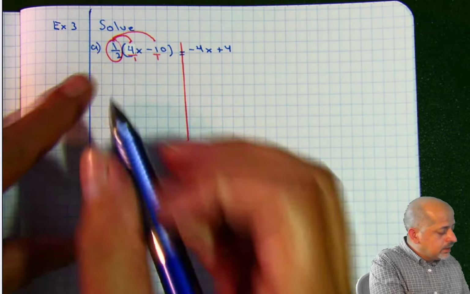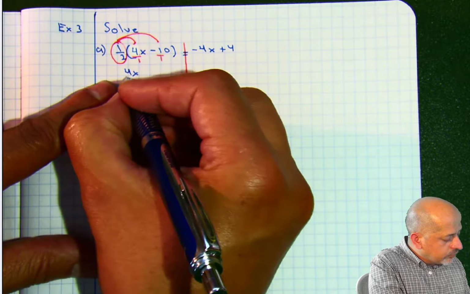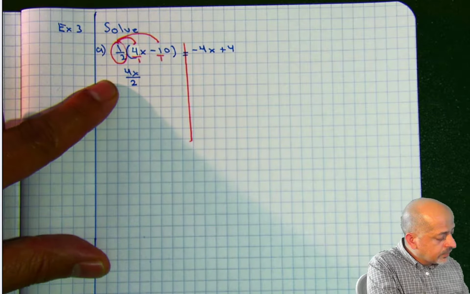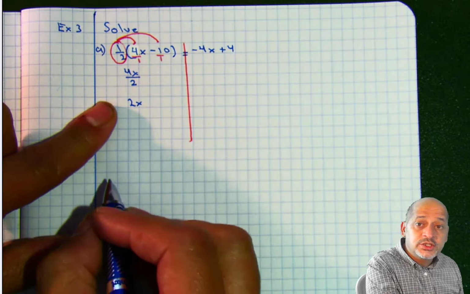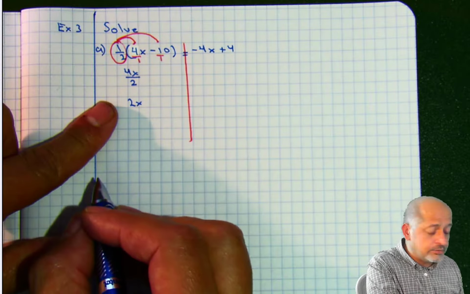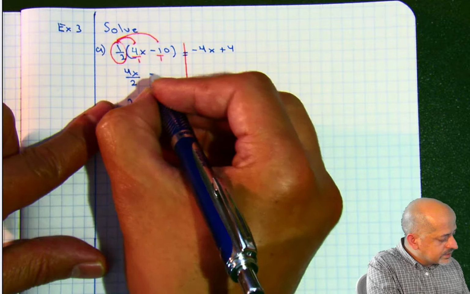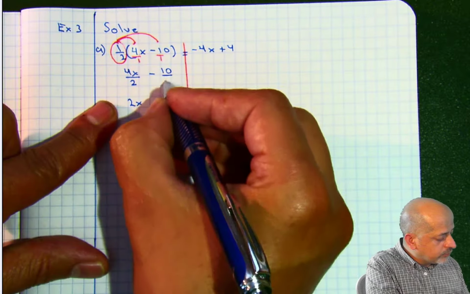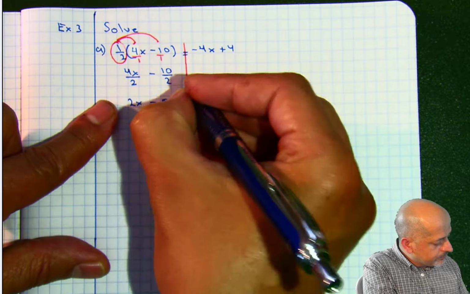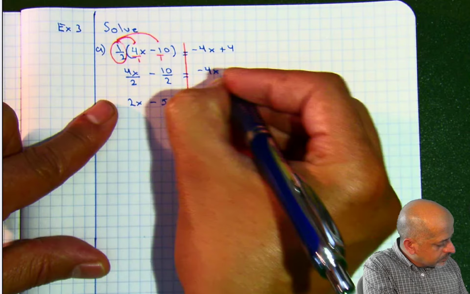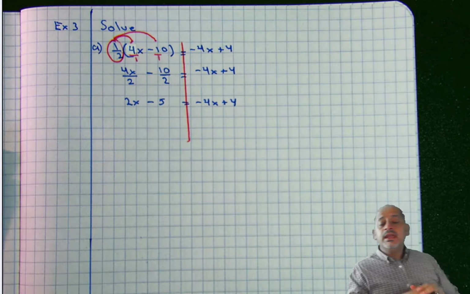And now we can multiply. 1 times 4x gives me a 4x. 2 times 1 will give me a 2. That will simplify nicely to 2x. So that should simplify nicely on every single problem that I give you. 1/2 times negative 10. 1 times negative 10 is negative 10. 2 times 1 will give me 2. And negative 10 divided by 2 is negative 5. I'm just going to bring this down. And now I can solve the equation.